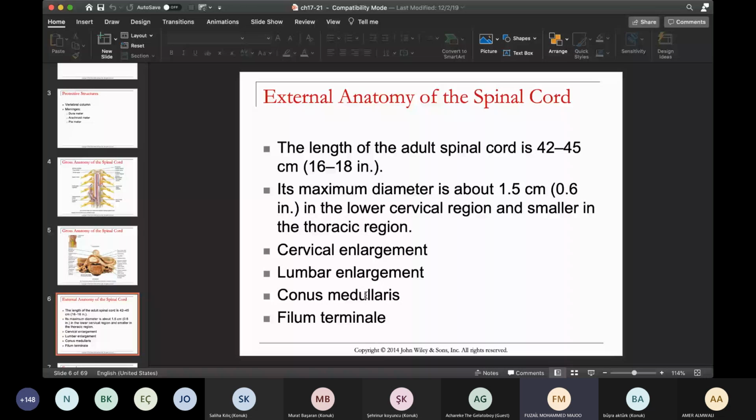Now, arising from the conus medullaris, we end up having the filum terminale. The filum terminale is an extension of the pia mater that extends inferiorly, and it ends up fusing with the arachnoid mater and dura mater. And what this does is that it allows it to anchor the spinal cord to the coccyx.